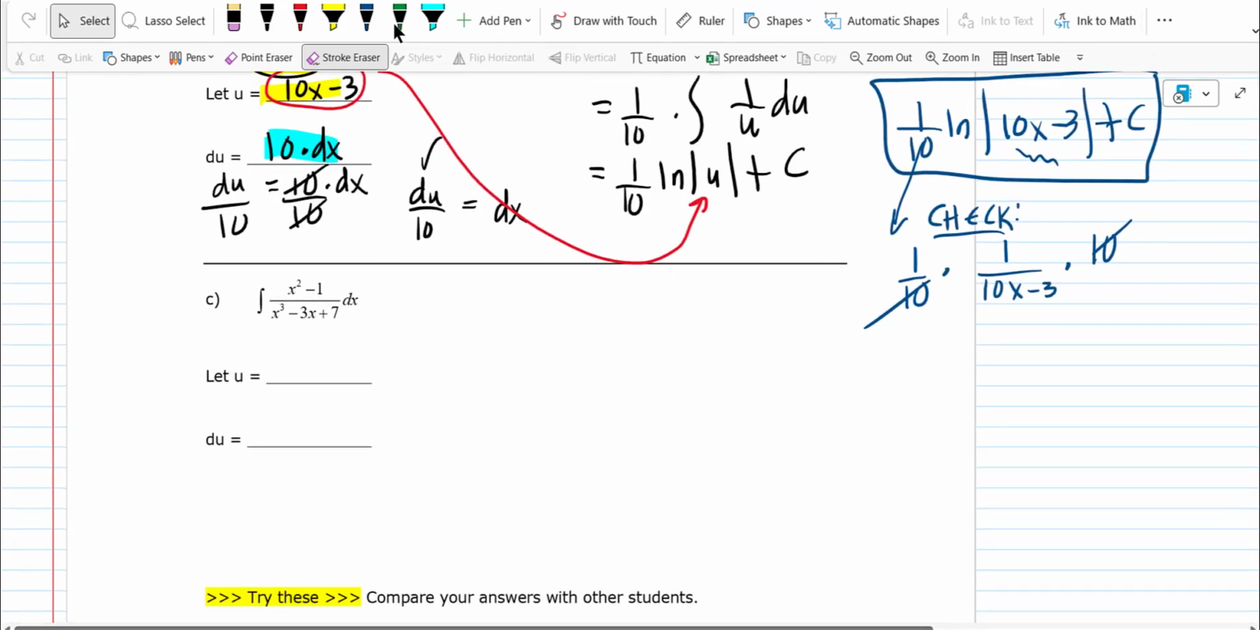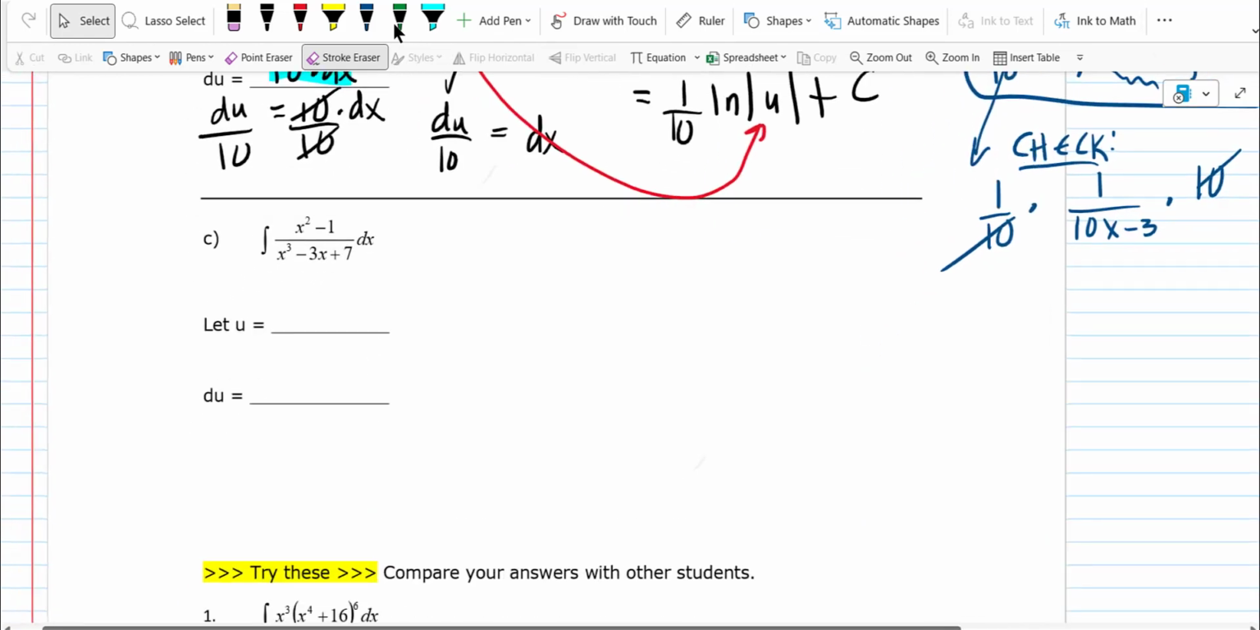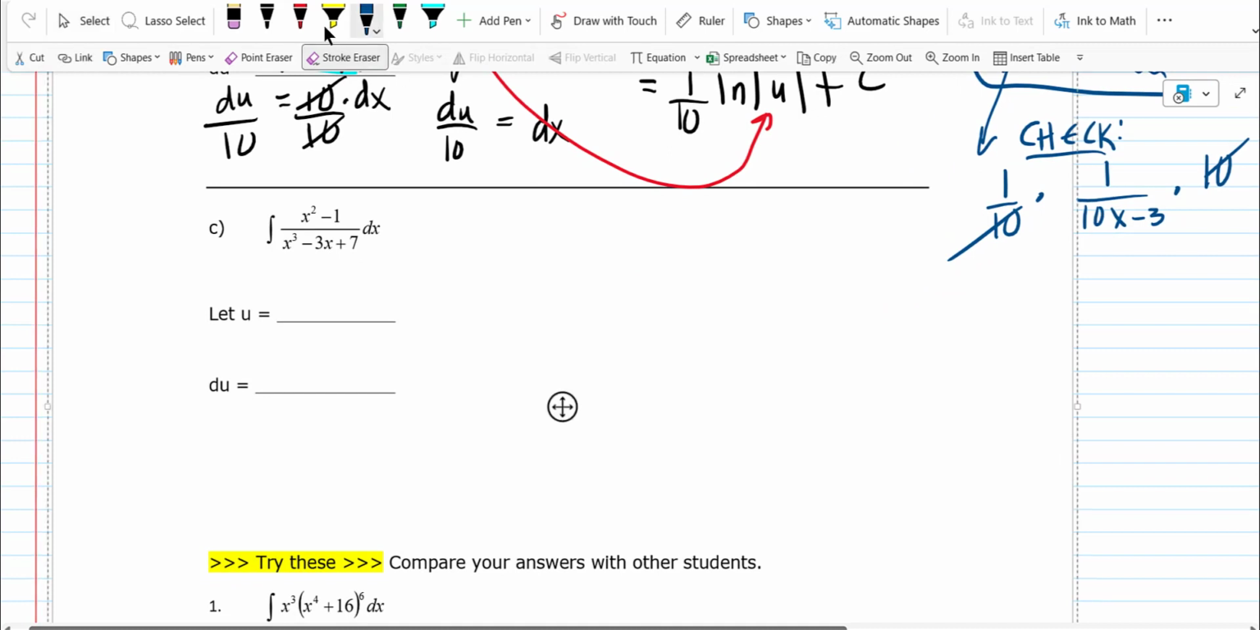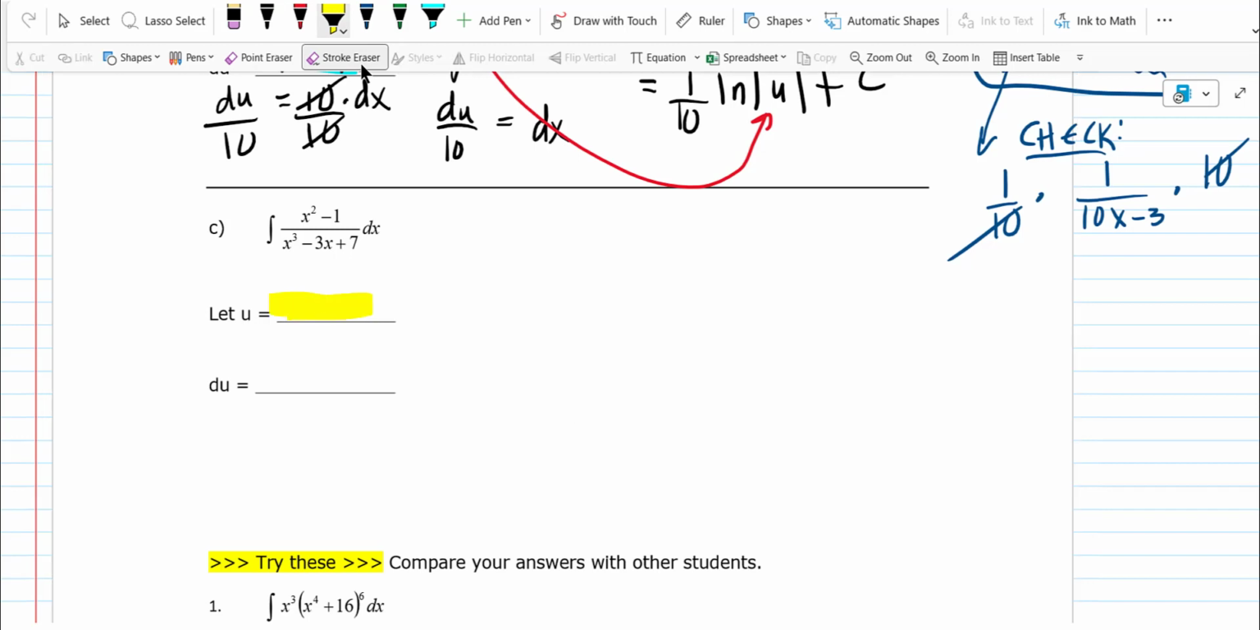Let me go through one more, then I'll let you try a few of these and see how that works for you. So what do you think we ought to do with u on this problem? Probably that whole denominator. A lot of times you're going to choose wrong. You have to try to get as much in there as you can. Let's just try this.